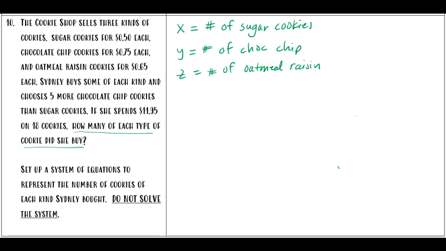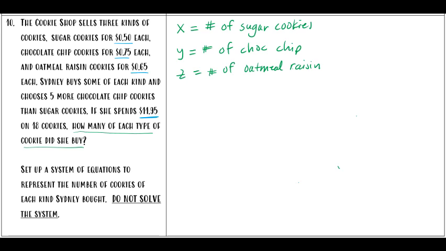So it's always a good idea to define your variables. That way, when you're using them in your equations, it kind of gives you some guidance about what you should do with each one. Okay, so this second to last sentence gives us 2 important pieces of information. She spends $11.95. That's a total amount of money. And if you look earlier in the problem, they give you the amount of money that each of these types of cookies cost. So what we're going to do is multiply each of the variables times how much that particular cookie costs, and all 3 of those added together will equal the total amount of money, which is 11.95.